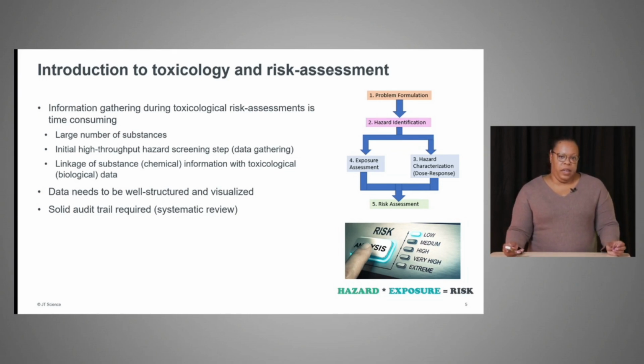So then after you have the data gathering, you can spend more time on linking the substance information, the chemical side, to the tox information, the biological side, to make the decisions that you need to make. But for this to happen, the data has to be structured and visualized well. And because you need to know what you've done, who's done it, and when things may change, where it changed, and whether you need to change your assumptions or your conclusion, you need a solid audit trail so that you can go back and make sure that your answer today is still your answer tomorrow.